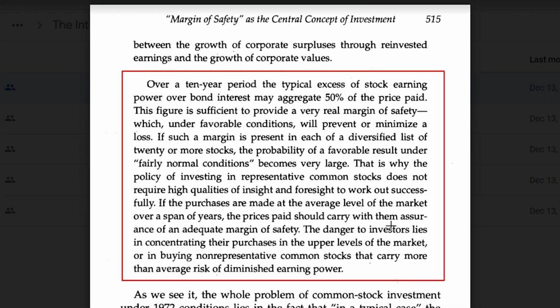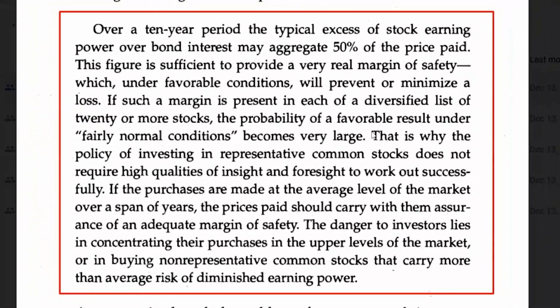Now, if we go on to the next screenshot, it explains this in a little bit more depth. This is on page 515 of the Intelligent Investor, and this says, over a 10-year period, the typical excess of stock earning power over bond interest may aggregate 50% of the price paid. This figure is sufficient to provide a very real margin of safety, which, under favorable conditions, will prevent or minimize a loss. If such a margin is present in each of a diversified list of 20 or more stocks, the probability of a favorable result under fairly normal conditions becomes very large.